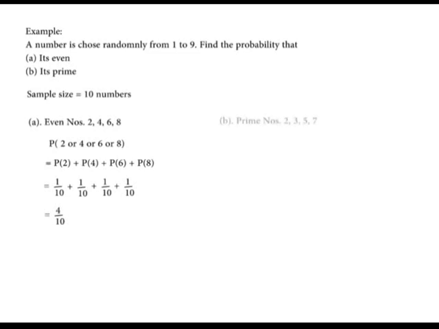B, prime numbers from 1 to 9 are 2, 3, 5, and 7. So we calculate the probability of picking a 2, or a 3, or a 5, or a 7. That is equal to the probability of picking a 2 plus the probability of picking a 3 plus the probability of picking a 5 plus the probability of picking a 7. That is 1 over 10 plus 1 over 10 plus 1 over 10 plus 1 over 10, which gives us 4 over 10.